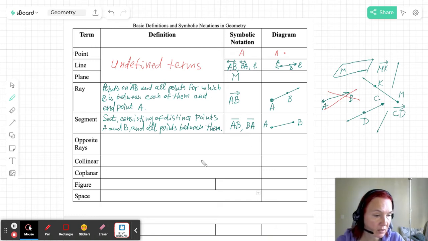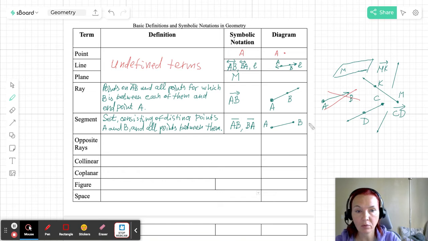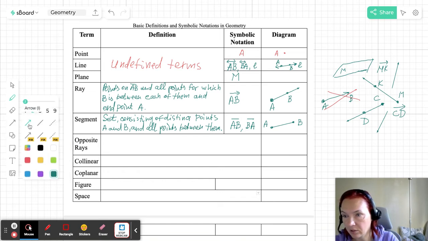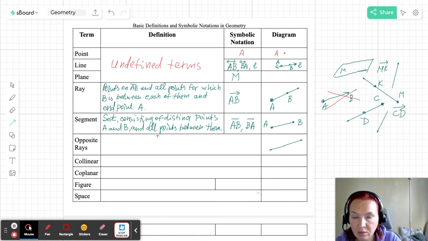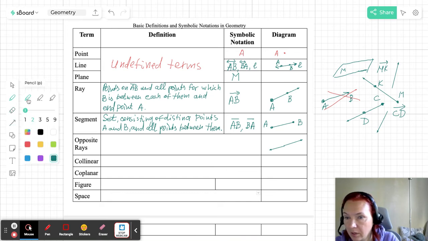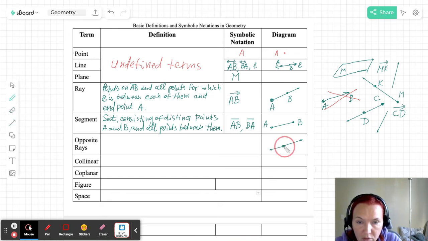All right, opposite rays. Opposite rays are going to be facing opposite directions, but they're going to basically make up a line. So they are going to look like this. This is one ray and it starts at the same point, and the other is not going to go up or down or anywhere. It's going to go exactly in the opposite direction. Mine is a little bit off. I hope that you will do a better job in your notebooks. So I'm going to label my rays A, B, and A, C.